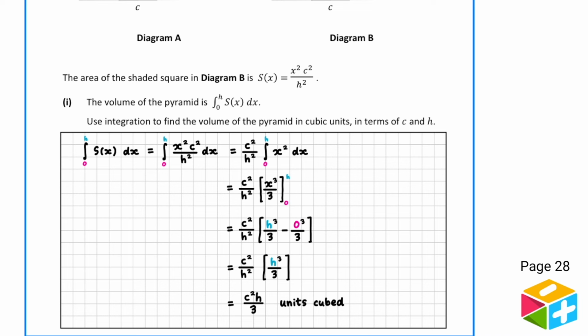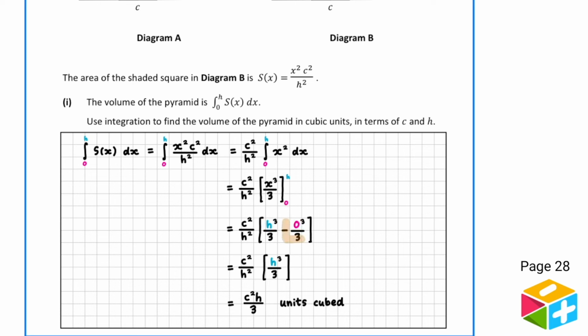Now we can integrate. The rule for integrating powers of x is to raise the power by 1 and then divide by the new power. We have x to the power of 2, so we raise the power from 2 to 3 and then divide by 3. Since we had the definite integral from 0 to h, we should sub in the upper limit, x equal to h, and sub in the lower limit, x equal to 0, and subtract away the two answers.